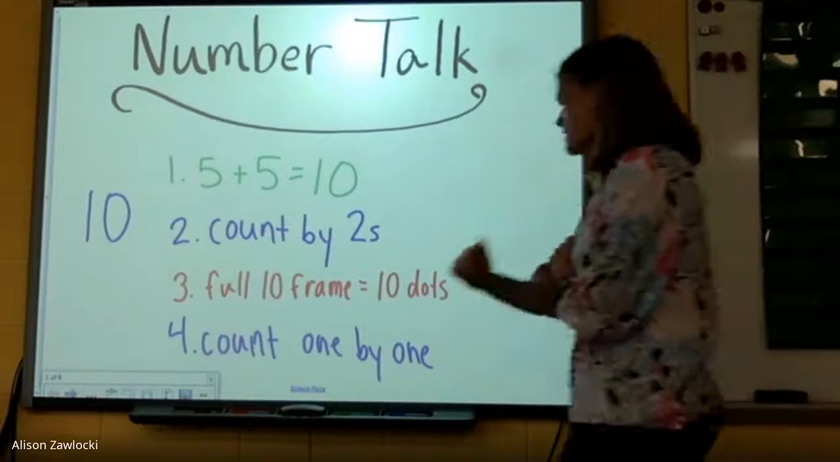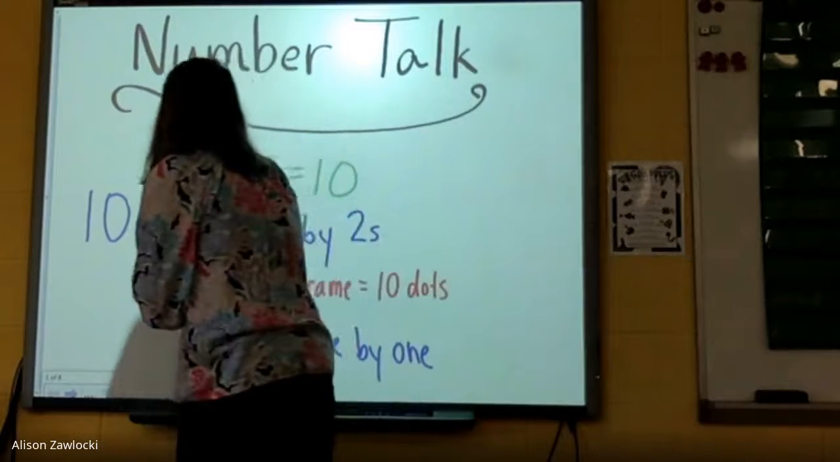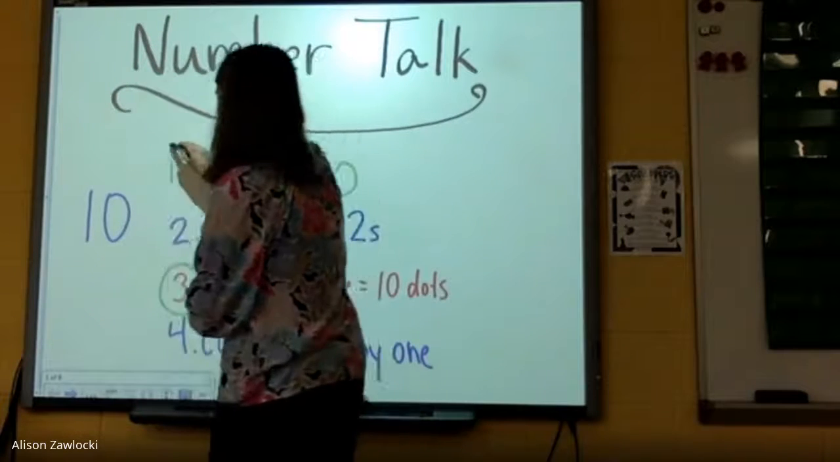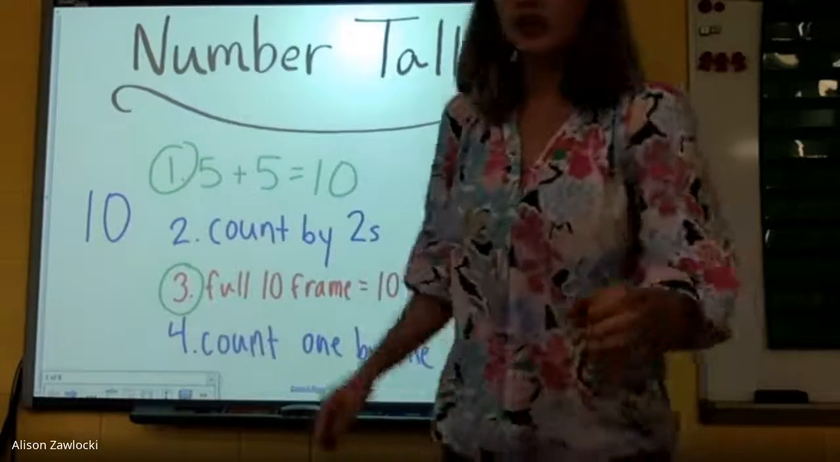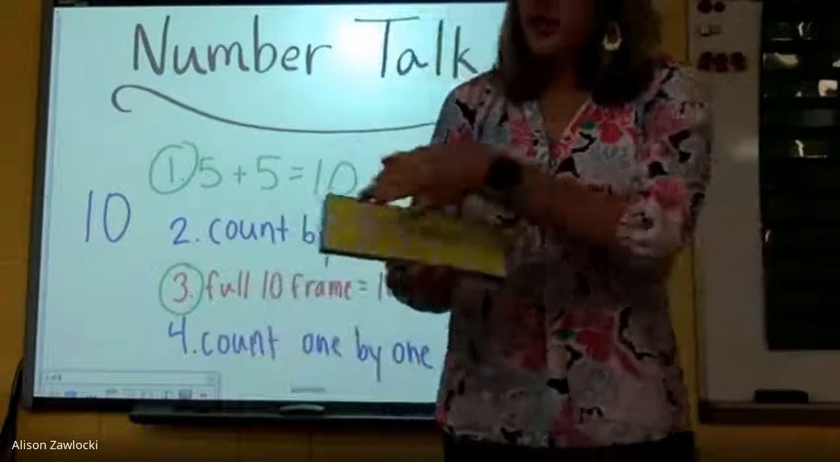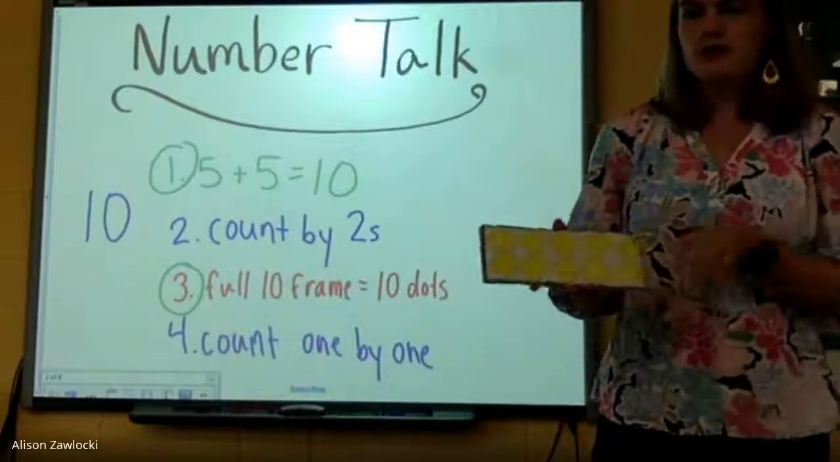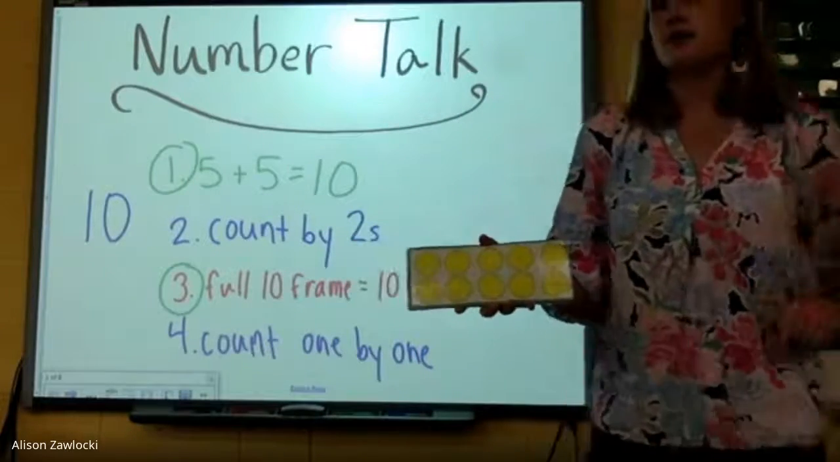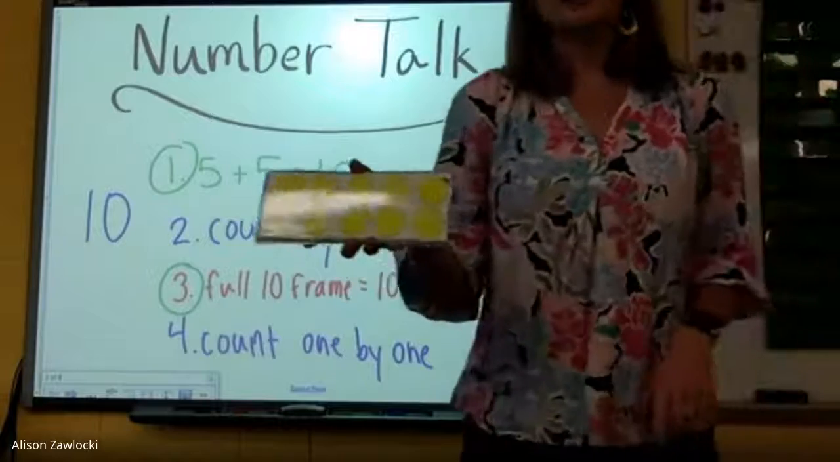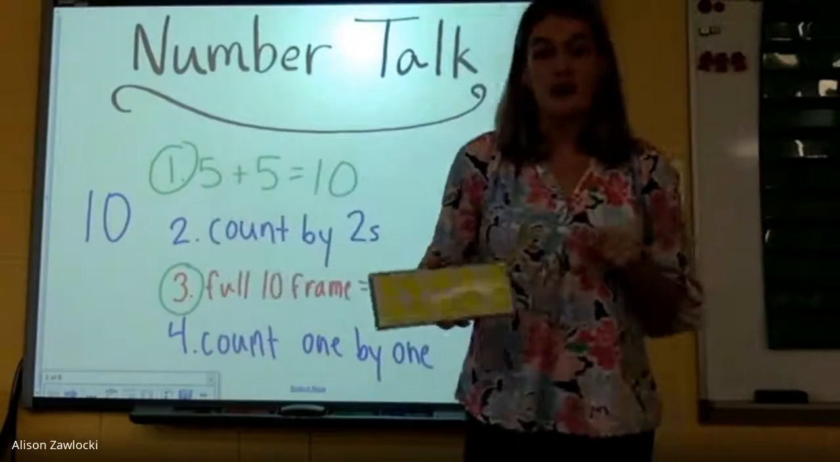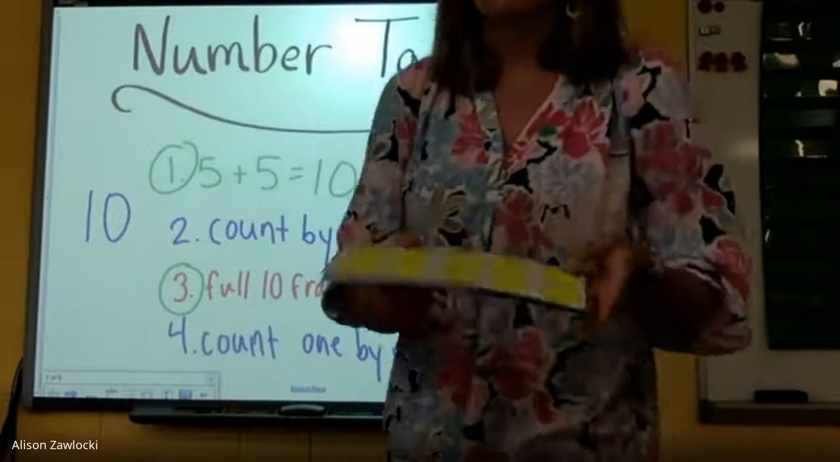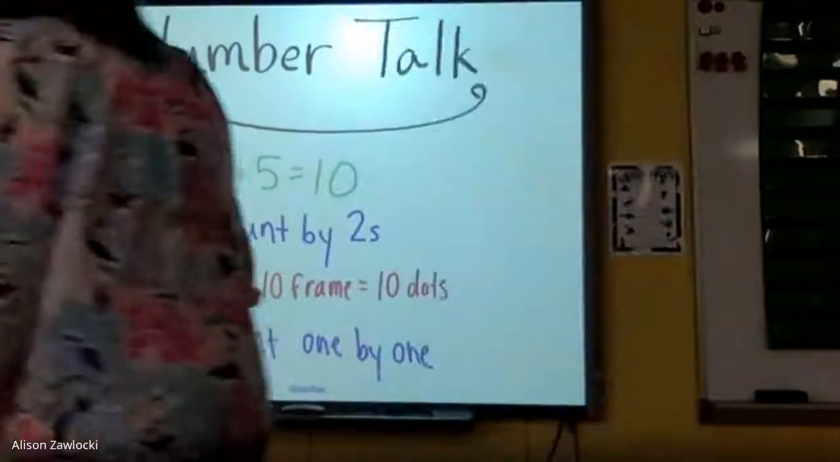I agree. I think that number 3, or maybe even number 1, is the quickest way because you can look and you could either see, oh, I see 2 full rows of 5. I know 5 plus 5 is 10. Oh, already solved. Or I just know that I see a full 10 frame and there's 10 dots in there. Oh, I know it. Very quick, very efficient. And those are some great ways to solve math problems.